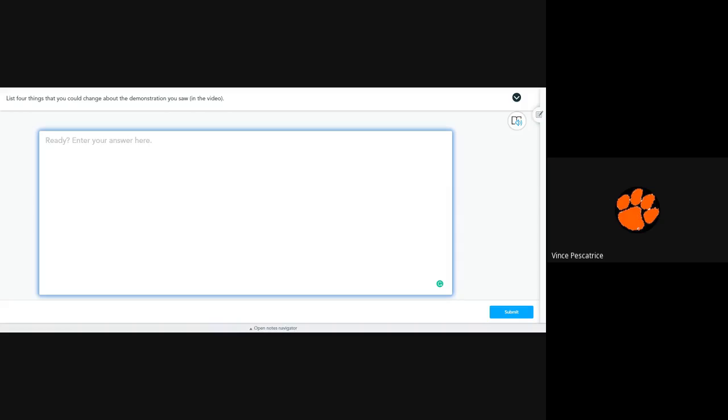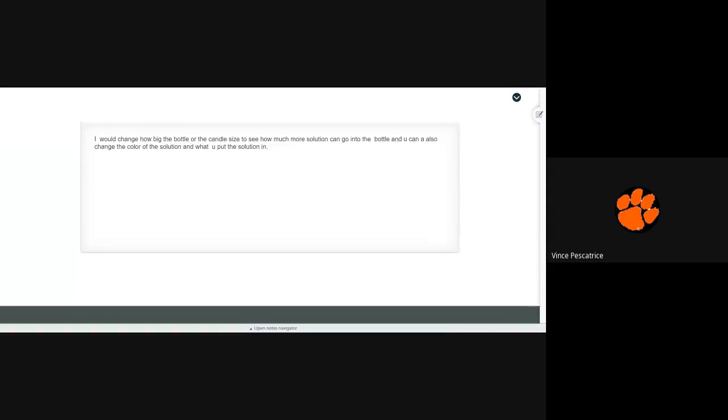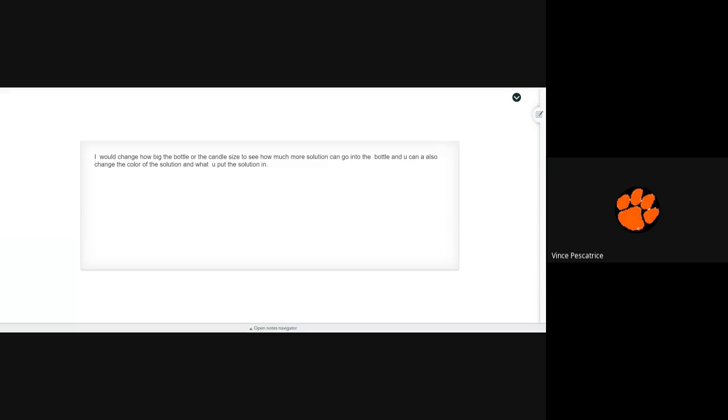All right, I'm going to start sharing some of them because I like what I see. Here's a good one. I would change how big the bottle is or the candle size, to see how much more solution can go up in the bottle. You can also change the color of the solution. I like this. These are all good ideas of things you could actually change. And then let's see another one.